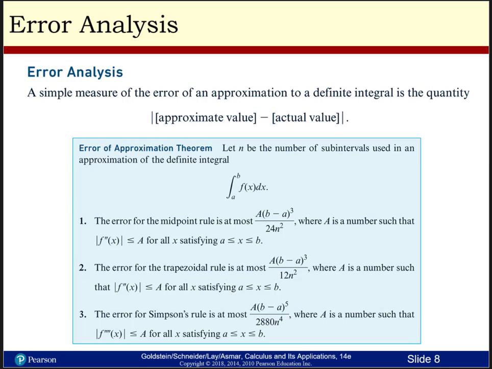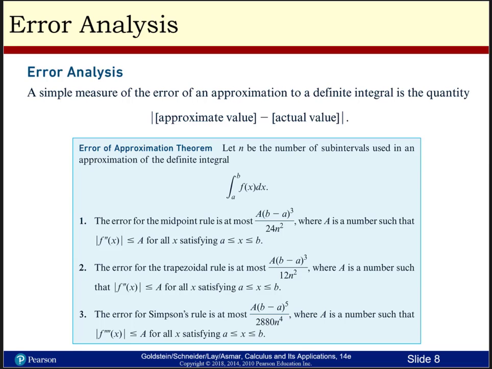Now, in order to figure out how much error there is, for error analysis, a simple measure of the error of an approximation to a definite integral is the quantity absolute value of approximate value minus actual value, which gives me a positive answer. That's what the absolute value symbols are for. That's pretty easy, just subtract. And that's the error.